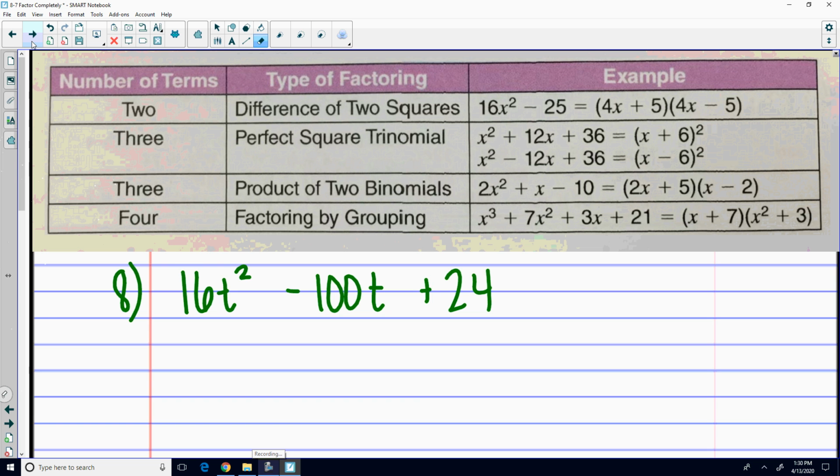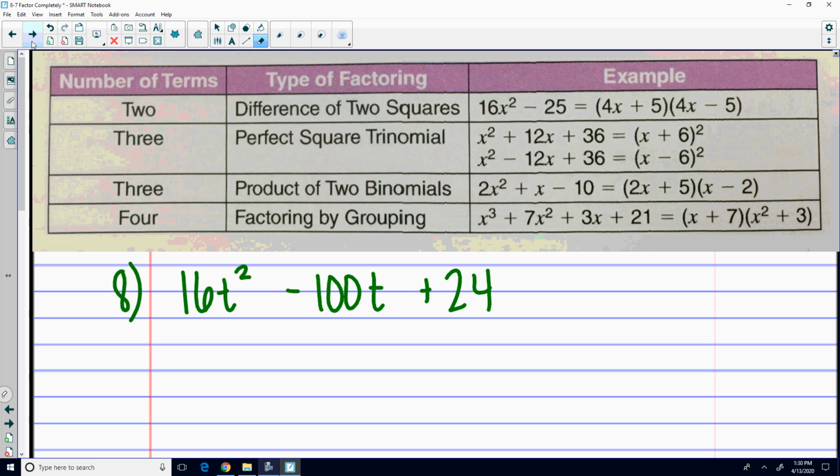Here we go. All right, my first problem is 16t squared minus 100t plus 24. As a reminder from yesterday, we are going to first pull out any common factors. Now I should rewind. I'm starting with number 8. I'm going to do 8, 7, 6, 9 in that order. If you're following along in your textbook, on page 215 again, I'm going to go 8, 7, 6, 9 in that order, okay? So number 8, we have to pull out a common factor.